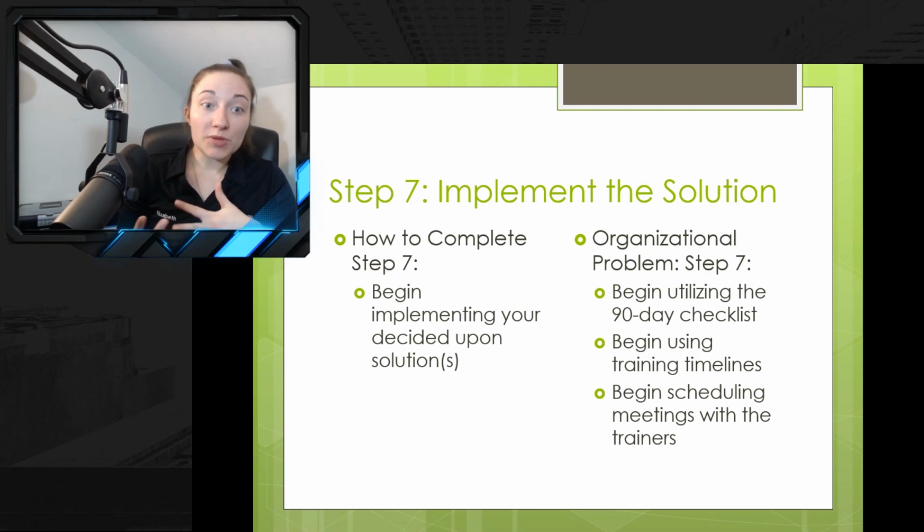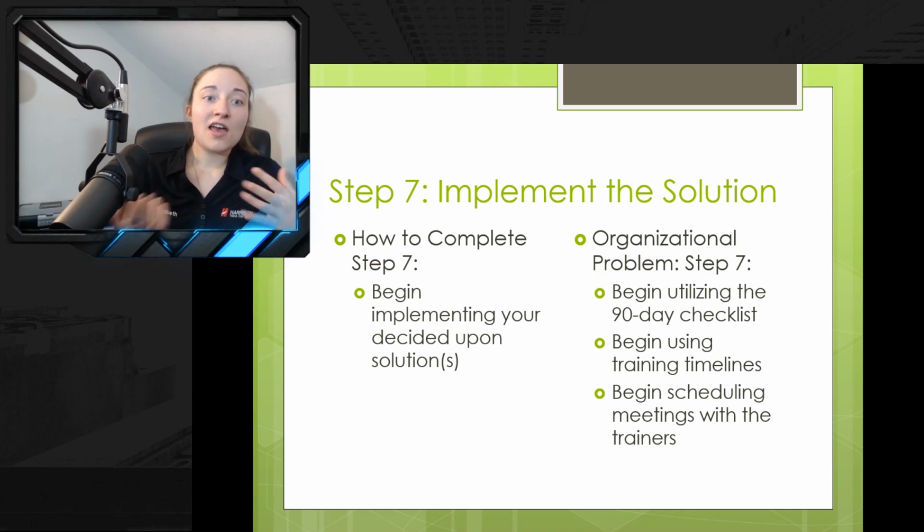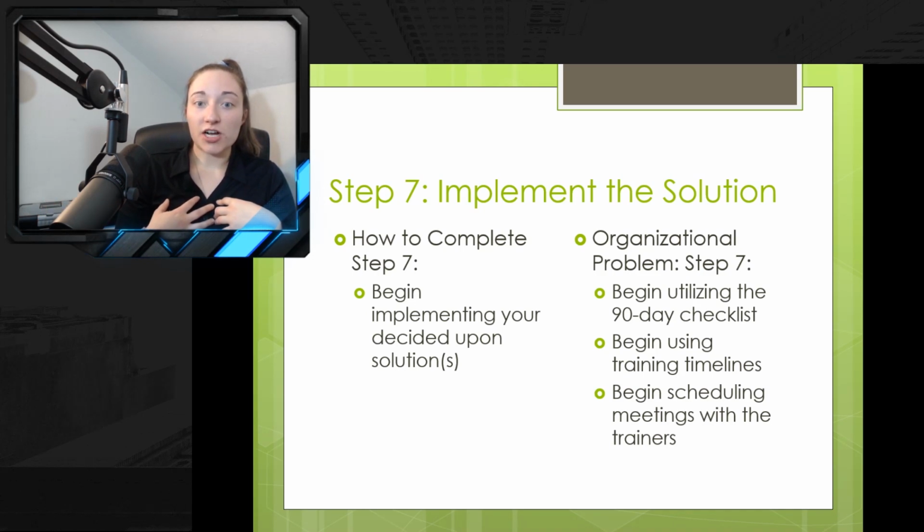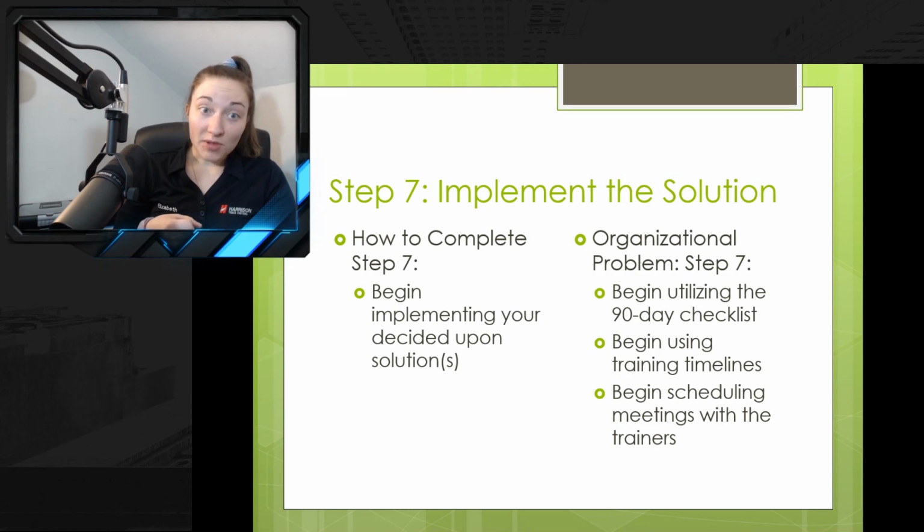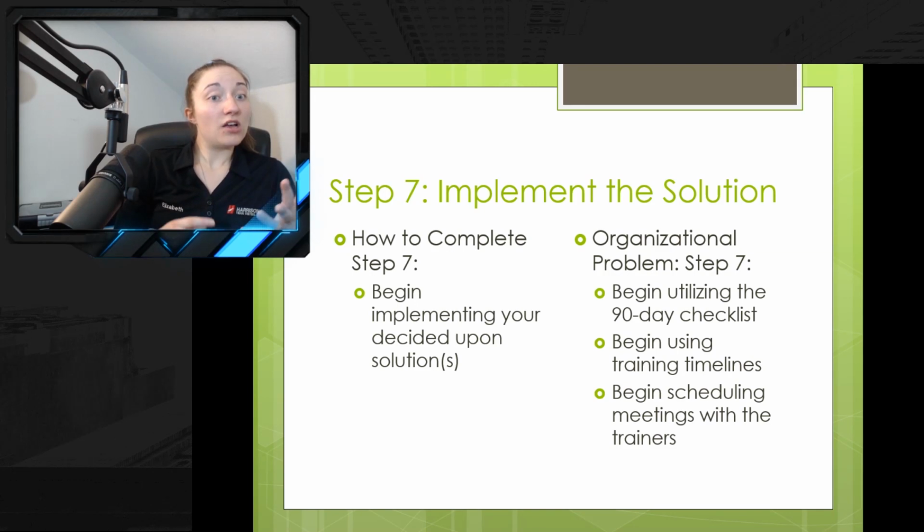Step 7 is implement the solution. So how you do step 7 in any context is just begin implementing the solutions you've decided upon. How we are doing step 7 at Harrison Truck Centers is we've started utilizing the 90-day checklist. We've started creating training timelines for every technician. And we have started scheduling meetings with the trainers a month in advance. So it really allows them to plan ahead so they can be prepared for these meetings.